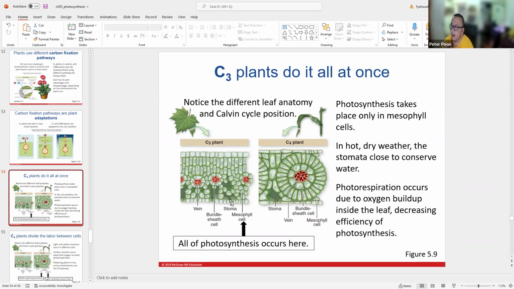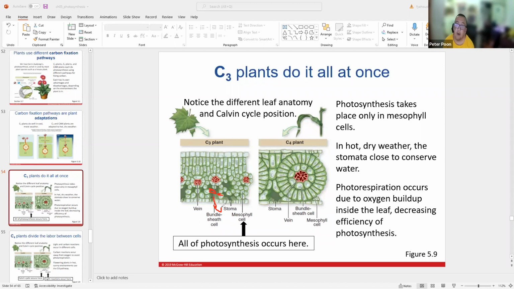If you close to conserve water, then what happens is, one, CO2 can no longer get in, and most importantly, oxygen cannot get out. When oxygen levels build up, you get this process called photorespiration.